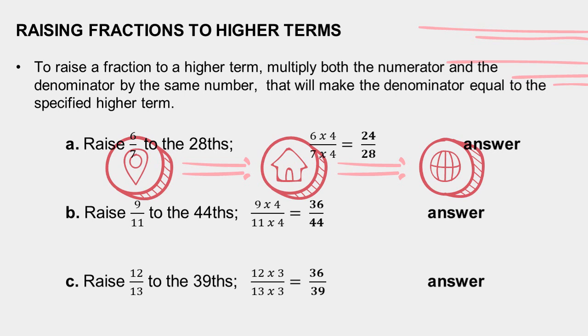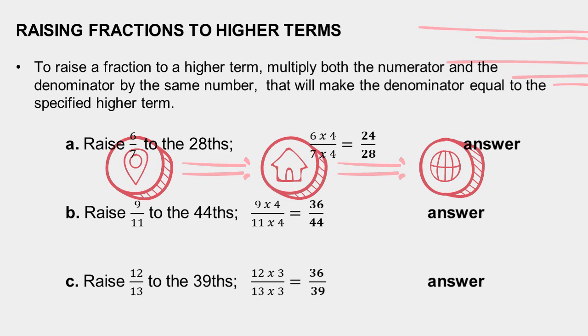ng parehong number. So, for example class, in letter A, using 7 sa denominator, ilang 7 po ba ang gagamitin natin para makuha si 28? Di ba po, 4? So now, itong 4 na ito ang gagamitin natin sa numerator and denominator para makuha natin yung raising fraction to higher terms. So, i-multiply natin siya both sa ating numerator and the denominator. So, which is yung 24 over 28 po yung ating answer.